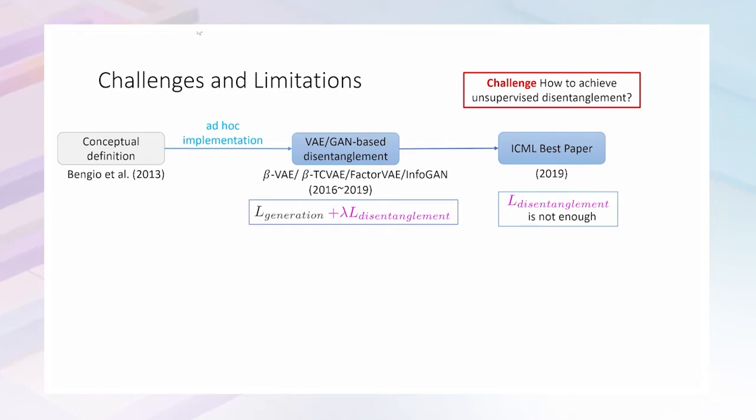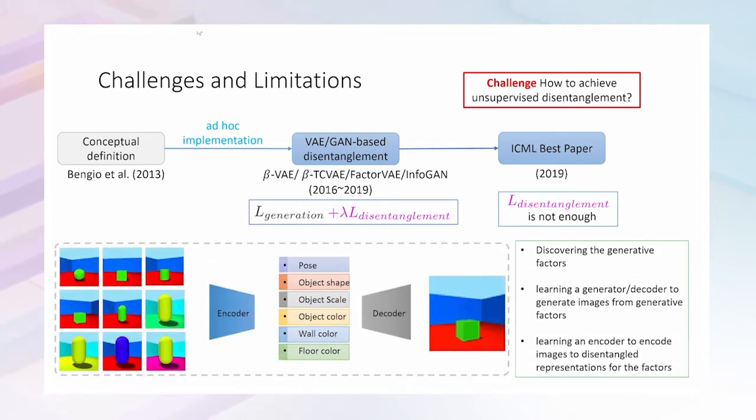Fundamentally, these methods try to fulfill three tasks simultaneously. The first one is discovering the generative factors, and the second one is learning a generator or decoder to generate images from generative factors. And the third one is learning an encoder to encode images to disentangled representations for these factors. So the fundamental issue is that we do these three tasks together and we have a trade-off. So it is possible to do these three tasks separately and get rid of the trade-off.